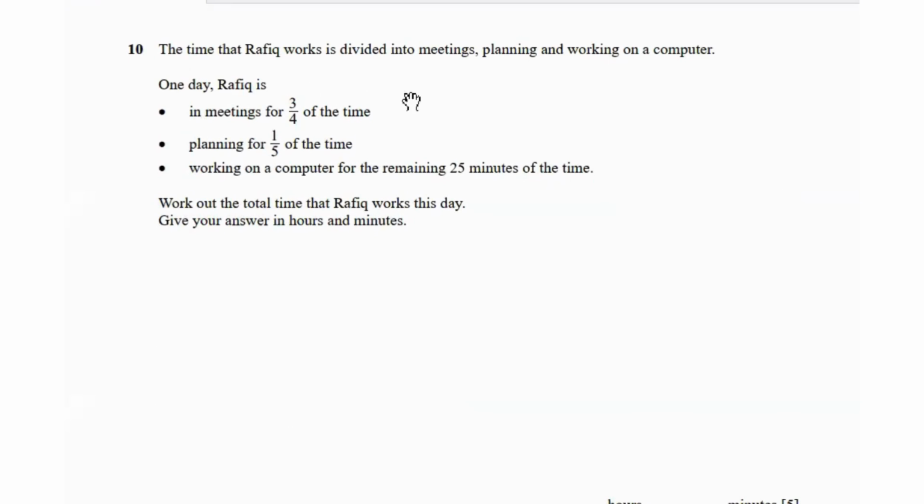Then question 10 says the time that Rafiq works is divided into meetings, planning, and working on the computer. One day, Rafiq is in meetings for 3/4 of the time, then planning for 1/5 of the time, and working on the computer for the remaining 25 minutes of the time. Work out the total time that Rafiq works this day.